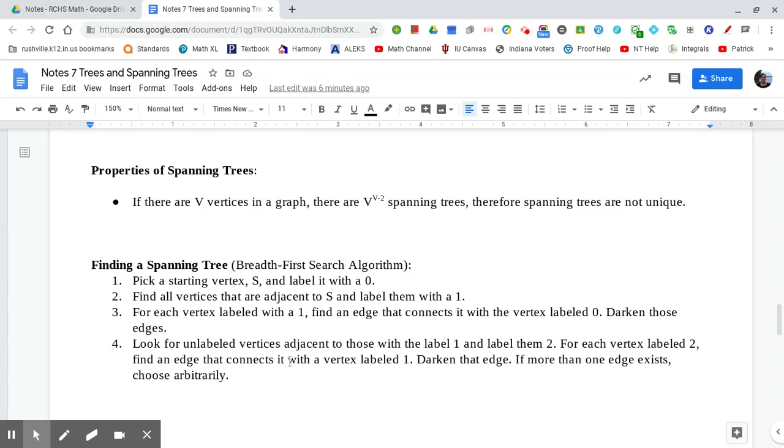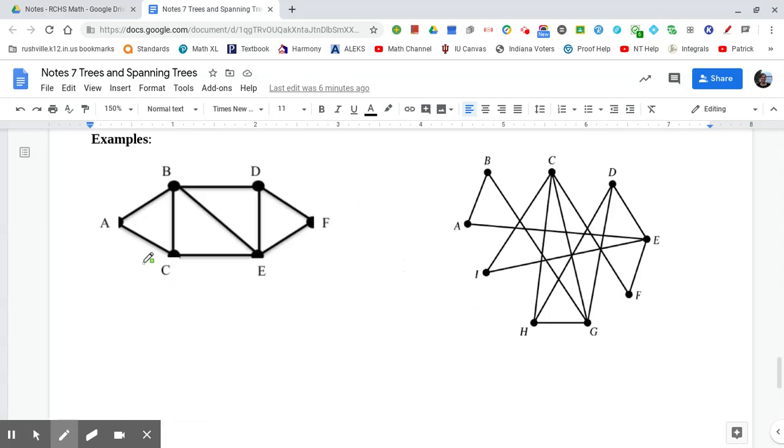Also, a thing to remember is anytime you have a tree, the number of edges will always be one less than the number of vertices. So let's look at a couple of examples. All right, so this first example has 6 vertices, which means that by the time that I'm done with this, my spanning tree should still have 6 vertices, but it should only have 5 edges.